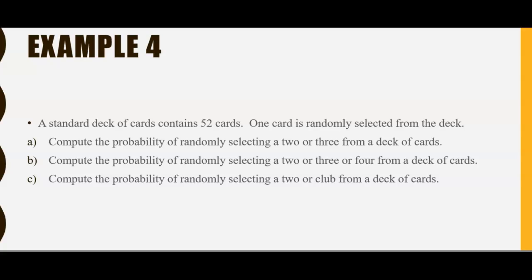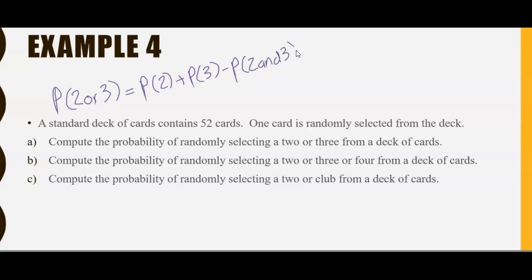Okay, a standard deck of cards contains 52 cards. One card is randomly selected from the deck. Compute the probability of randomly selecting a 2 or 3 from the deck of cards. A has the idea of probability of 2 or 3, which is the same thing as the probability of 2 plus the probability of 3 minus the probability of a 2 and 3. This is just the general addition rule for probabilities.